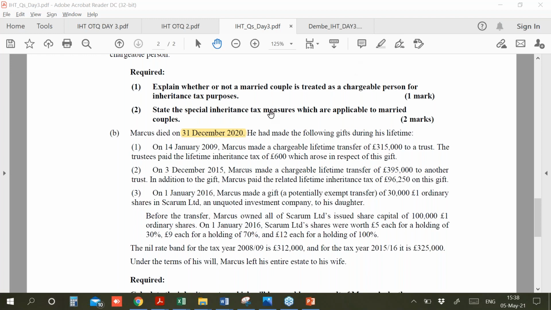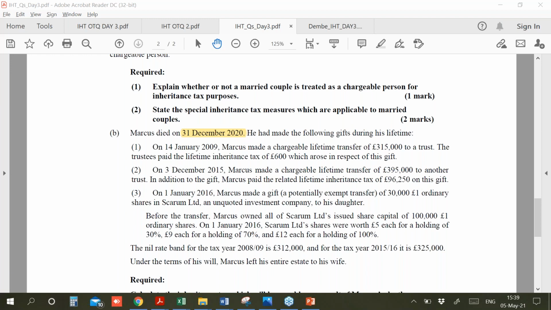On the second transfer, on 3rd December 2015, Marcus made a chargeable lifetime transfer of 395,000. Now, 31st December 2015 is well within the 7 years if we look from 31st December 2020. So this transfer is chargeable and it's a CLT. He made a CLT of 395,000 to another trust. In addition to the gift, Marcus paid the lifetime inheritance tax of 96,250.